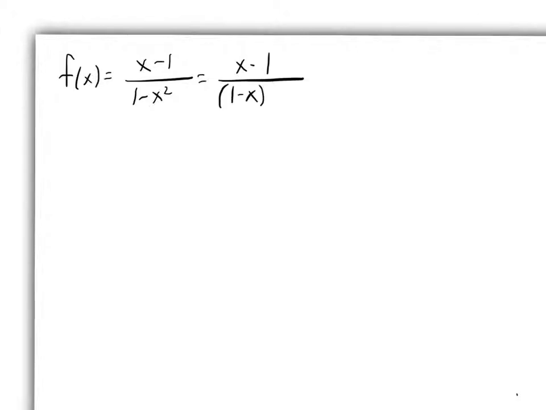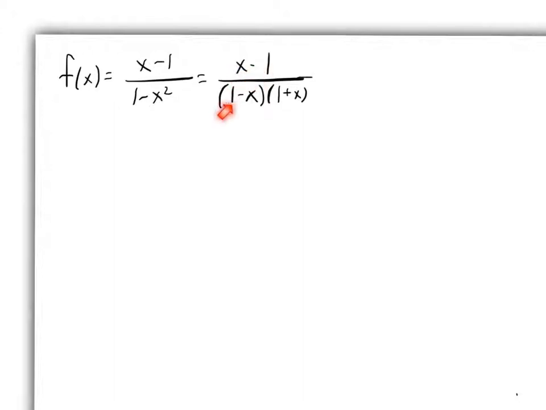This is page 300, number 35. Okay, so number 35, we have to sketch the graph of f of x equals (x minus 1) over (1 minus x squared). Now this function is a little different than the ones we've been sketching because we've got some common factors here.